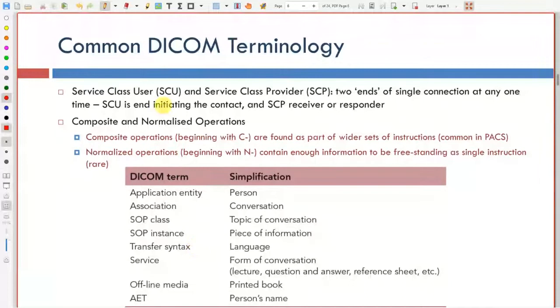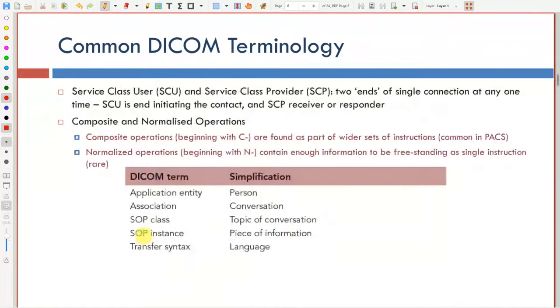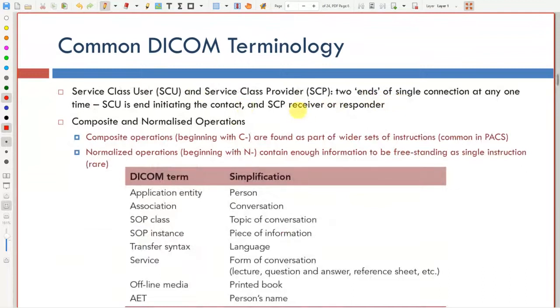We also have service class user and service class provider. These are the two ends of the service class action. What we talked about before was the service object pair. If you have a connection between two systems, one of them will be a user and one of them will be a provider. You can relate it to a client and server: one acts as a client, asking the server for a certain service, and the other provides it.